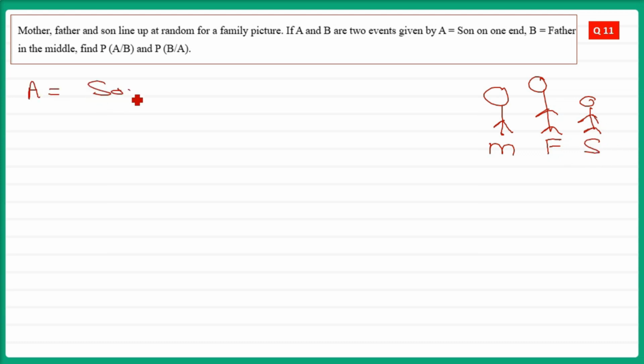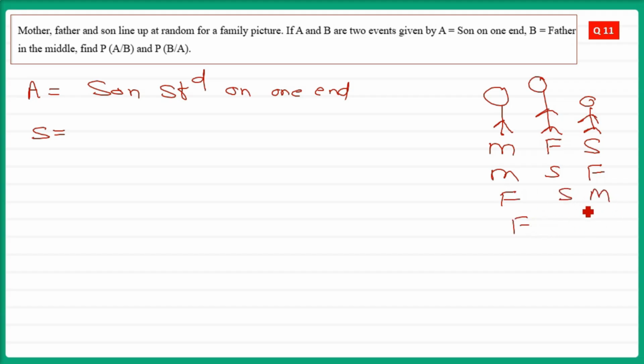So A is a set that is saying son is standing on one end. It can be left end, it can be right end, both the ends are there. Let me make the sample space first. See, the whole possibilities are mother, father, son, or mother, son, father, or father, son, mother, or father, mother, son, and so on. So these are all the possibilities. So it will be 3C2 combination actually. If you are aware of permutation and combination, it will be 3C2.